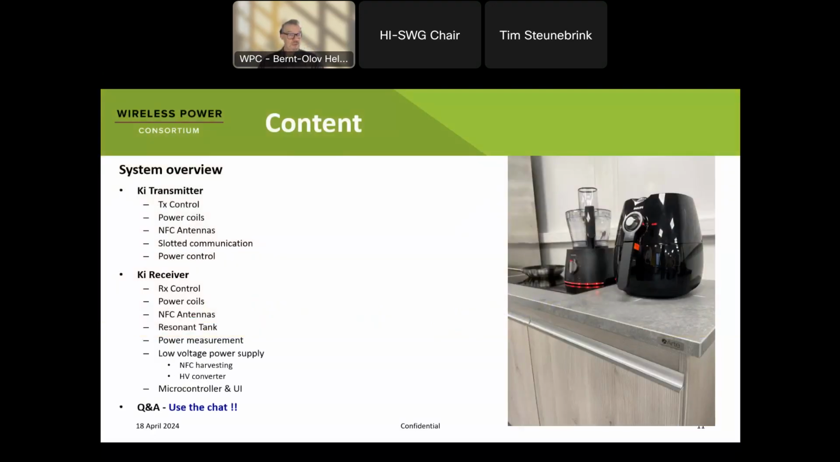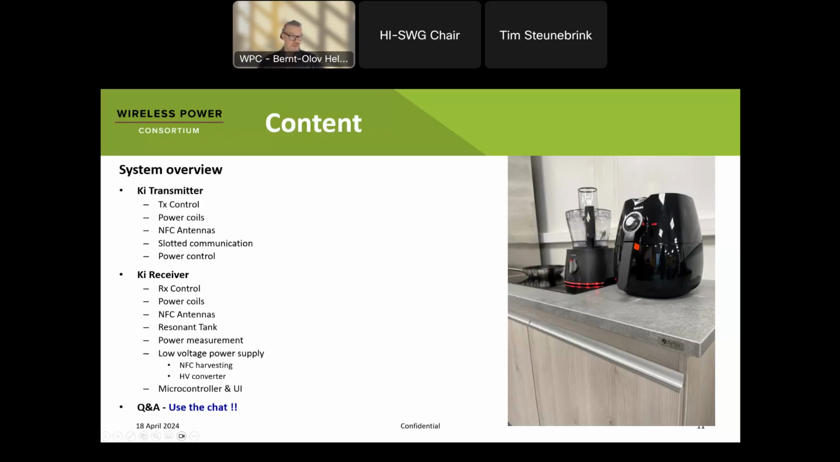So the content is divided into two sections: the Ki transmitter and the Ki receiver. The hob, the transmitter, the PTX, as it's also called, will be used as a name, as well as receivers, or PRX, or appliance. These are the same thing. I will talk about how the transmitter communicates with the receiver and back. I will also compare the known induction hob with Ki for the differences.